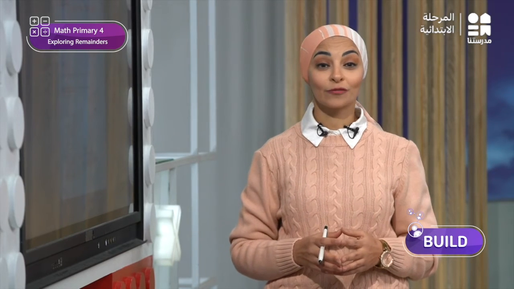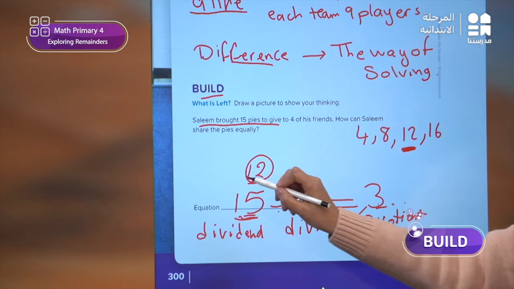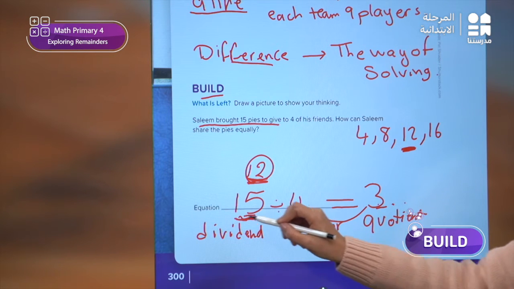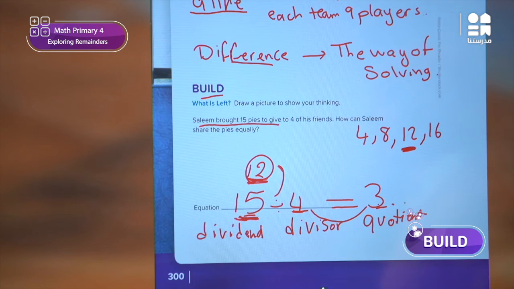This is only the answer? No. Here Selim share only 12 pies out of 15. يبقى أنا عندي remainder كام؟ فاضل قد إيه؟ هو كده 4 times 3 12. يبقى فاضل قد إيه؟ Yes. يبقى I have 3 remainders. So the remainder will be 3.